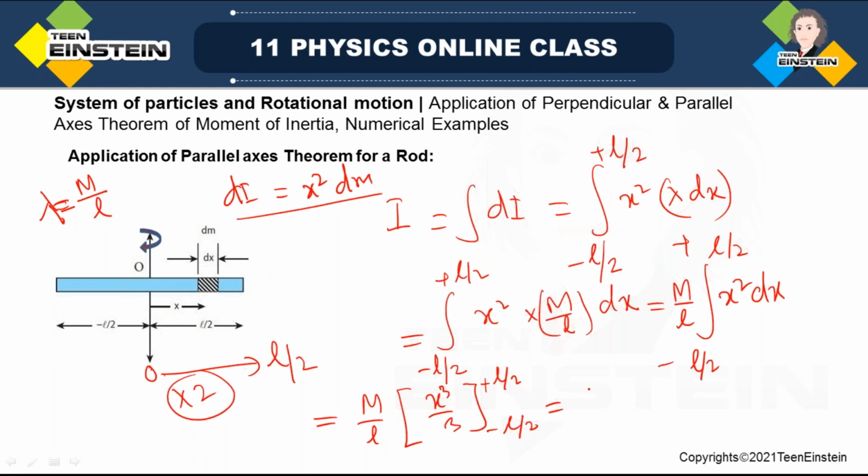If you put the limit, then what you are going to get is m by L, this is L cube by, so 3 I'll keep down here, L cube by 8 minus of minus, that means it will be again plus. So this will be again L cube by 8, okay. So this is what is going to happen here.